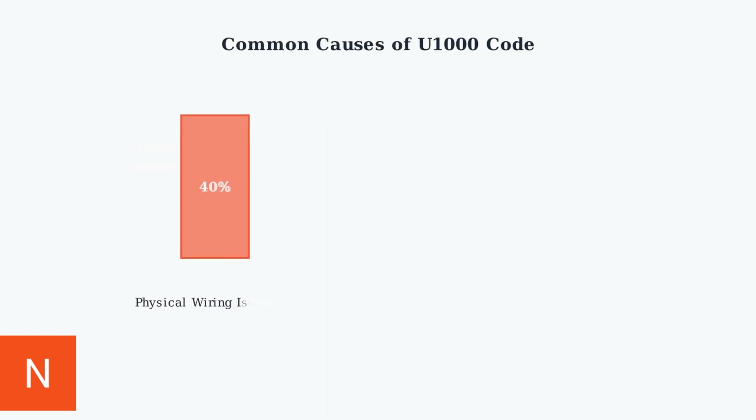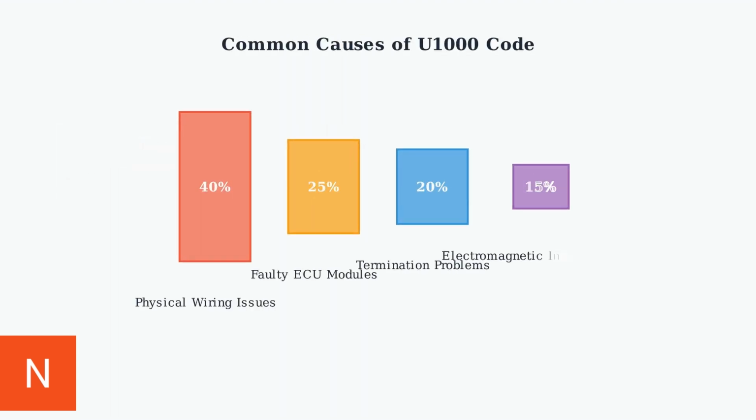Industry data shows four primary causes of U1000 codes. Physical wiring issues account for 40% of cases, including broken or damaged CAN wires and corroded connections. Faulty ECU modules represent 25%, typically involving internal CAN transceiver failures. Termination resistance problems cause 20% of issues, often from open or incorrect resistor values. Finally, electromagnetic interference accounts for 15%, usually from aftermarket installations or damaged shielding.